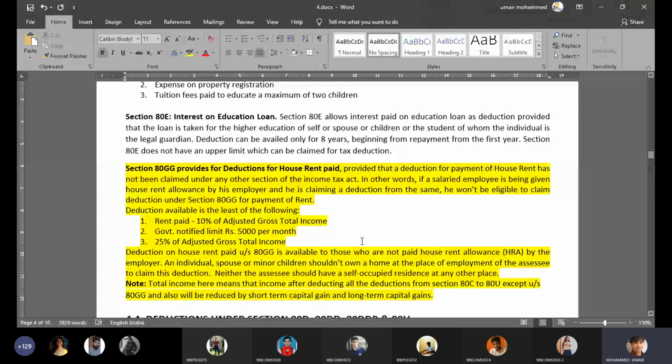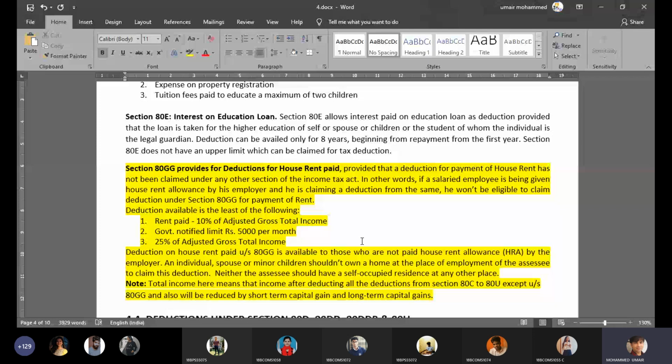What is the condition? The condition is that you should not be a salaried employee. Only a non-salaried employee can claim deduction per this section. And the deduction is not flat. There's a procedure which involves applying 3 steps and taking the least of the 3. Step number 1, rent paid minus 10% of adjusted GTI. Step number 2, government notified limit of 5,000 per month or 60,000 per annum. Third, 25% of the adjusted GTI. So take the least of the 3. The least of the 3 is exempt.